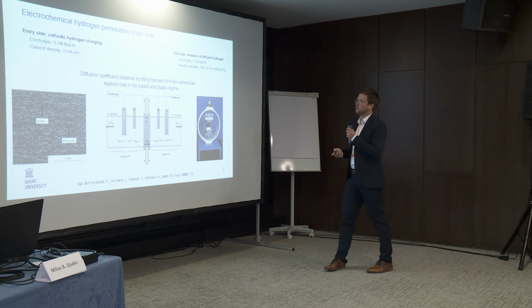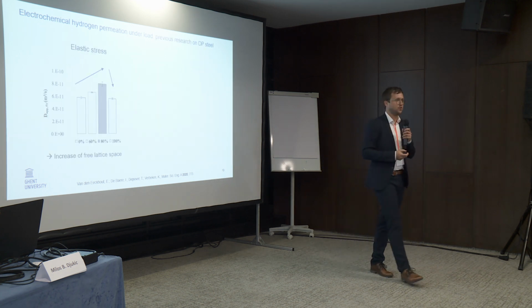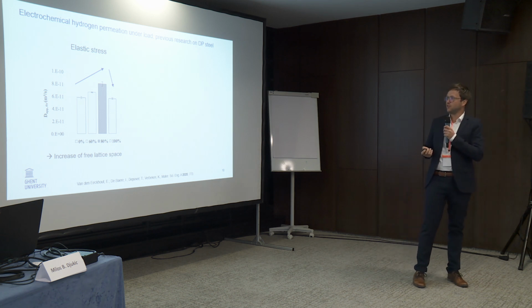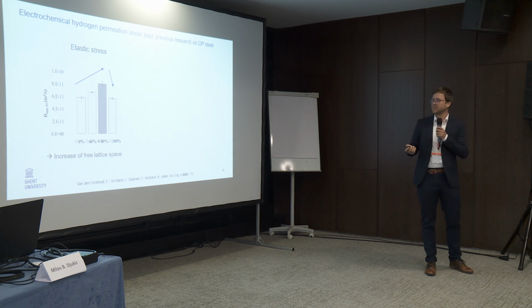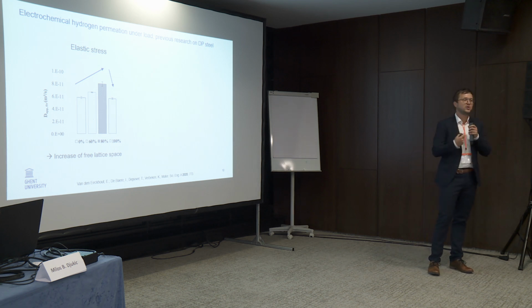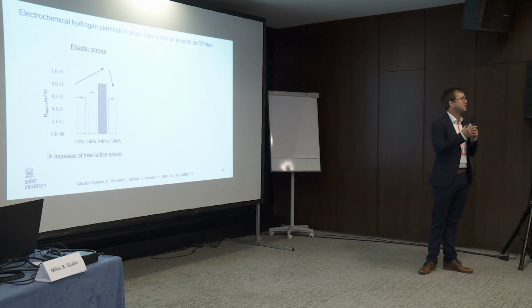So then let's take a look at the results on this material. First, this is for the dual phase steel. Here you can see the apparent diffusion coefficient. First, when you do elastic loading, 60–80%, we see an increase of the diffusion coefficient. This is because we increase the lattice and hydrogen has more space to travel. So we have faster diffusion.